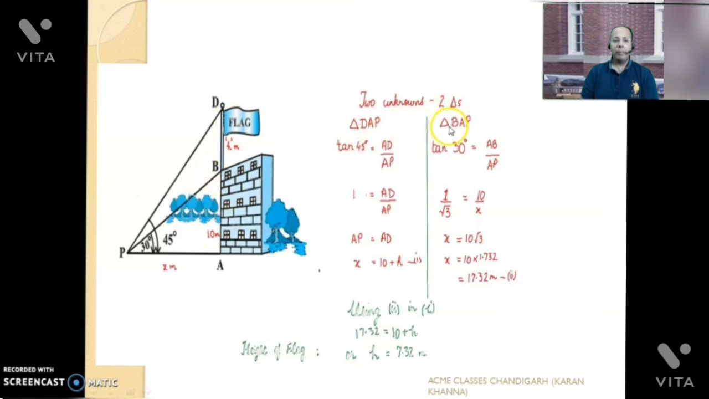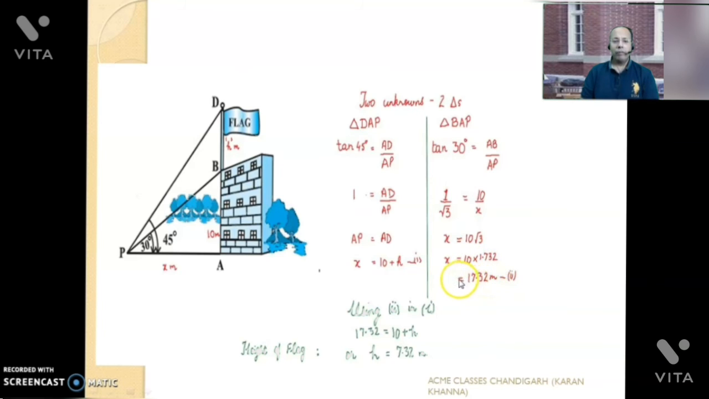Now in triangle BAP, tan 30 degrees is equal to AB upon AP. The value of tan 30 is 1 upon root 3. AB is equal to 10 and AP is equal to x. From cross multiplying we get x is equal to 10 root 3. The value of root 3 is 1.732, so multiply that by 10. x comes out to be 17.32 meters.